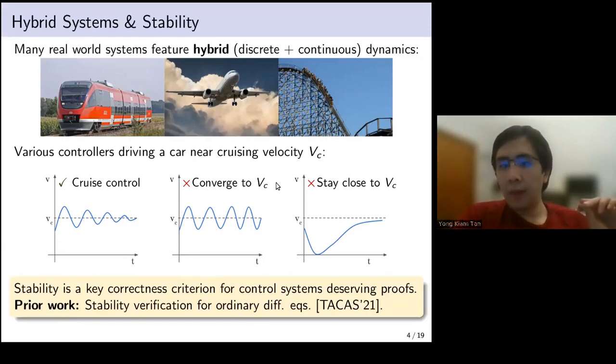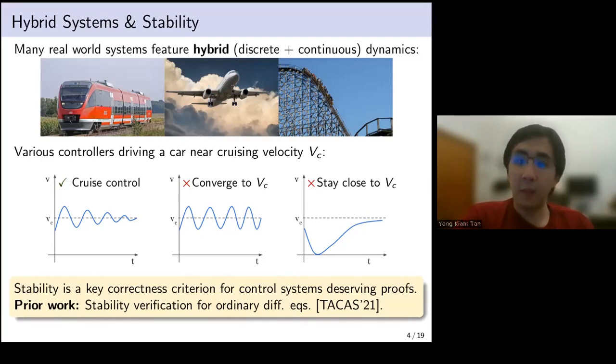However, the other two plots I've shown on this slide, well, they aren't stable because, for example, in the middle plot, the cruise controller is driving the car around the cruising velocity, but it never quite converges to the cruising velocity. While the one on the right, it eventually gets us to the cruising velocity, but it does so by transiently braking the car all the way down to a stop before speeding back up again. Neither of these would be something that we think of as a correct cruise controller.